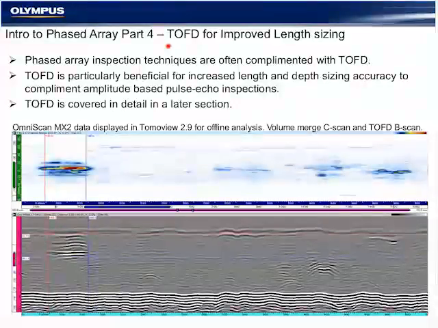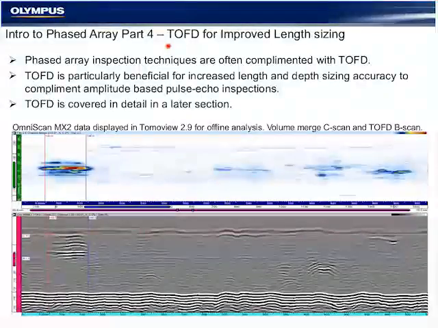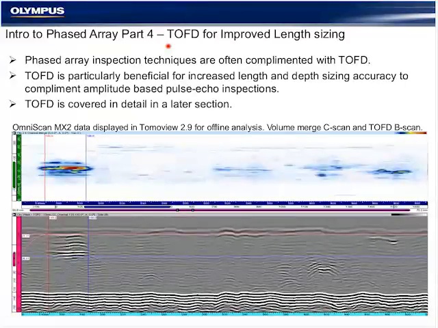TOF aids in our length sizing, depth, and height sizing and provides supplemental information once a flaw is determined to have met the amplitude threshold for evaluation or reject in the phased array. TOF is also a very good complement to these instruments because it only uses a single A scan of our 255 A scans available, and it's a fairly low-cost conventional technique that can be added to the scanner quickly and easily.